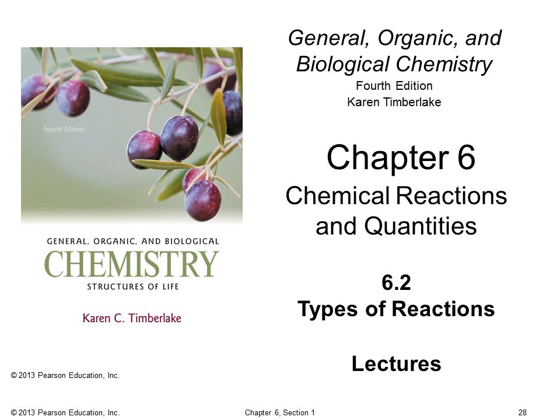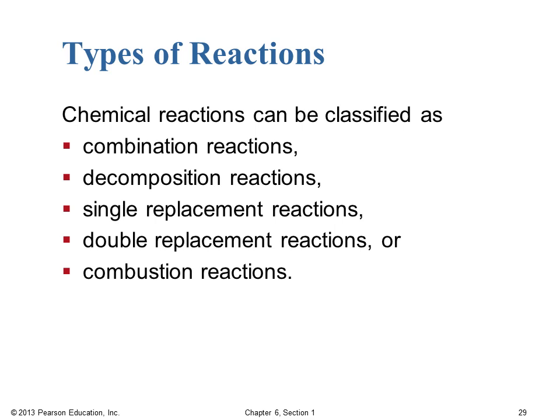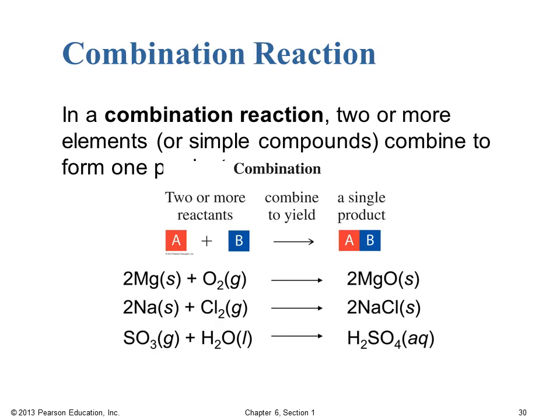So in the next part, we'll talk about types of chemical reactions. There's several types of chemical reactions, and you'll have to be able to identify the different types. So we have combination reactions, decomposition, single replacement, double replacement, and combustion reactions. And so we're going to look at these different types and see what they are about.